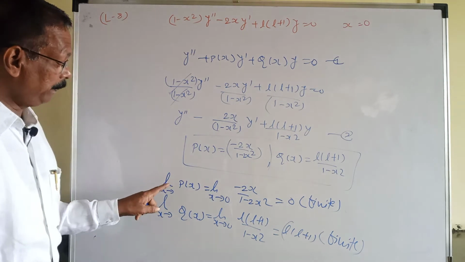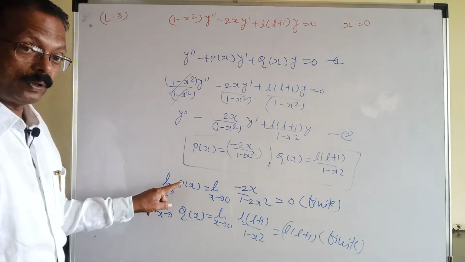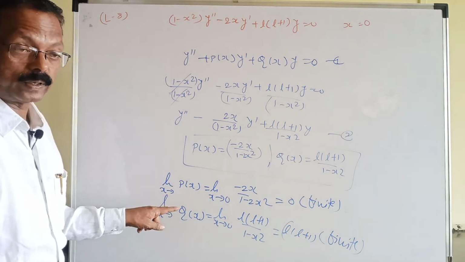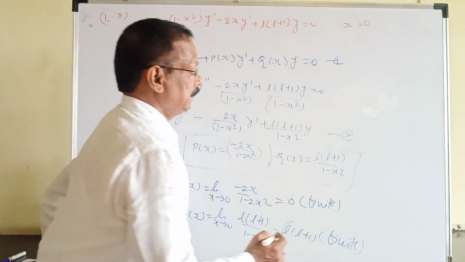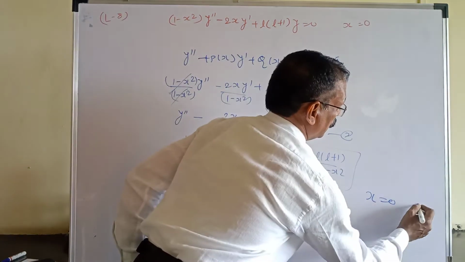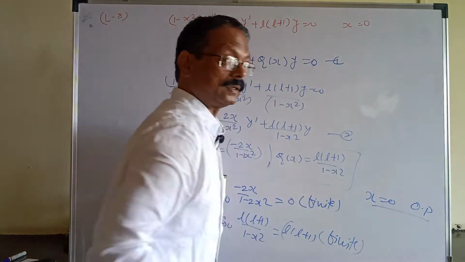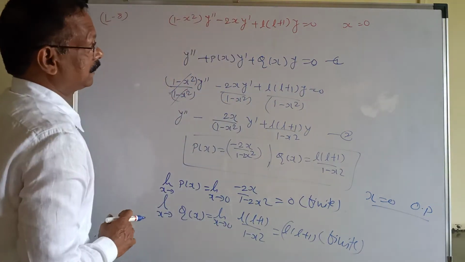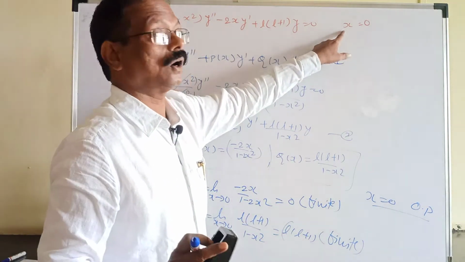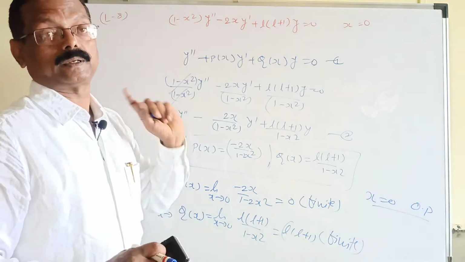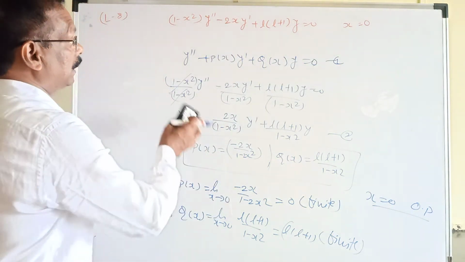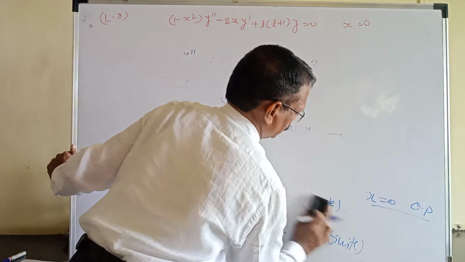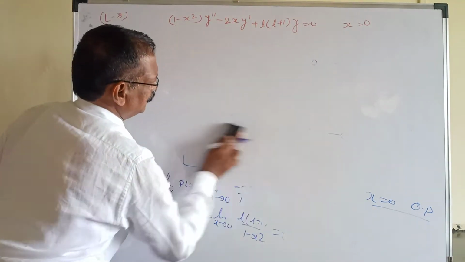So here, if limit x tends to 0 of p(x) and limit x tends to 0 of q(x) both remain finite, then x = 0 is the ordinary point of the given differential equation. So in this case, x = 0 is the ordinary point of the given Legendre's differential equation. That's why the condition is fulfilled here. So then what happens here?